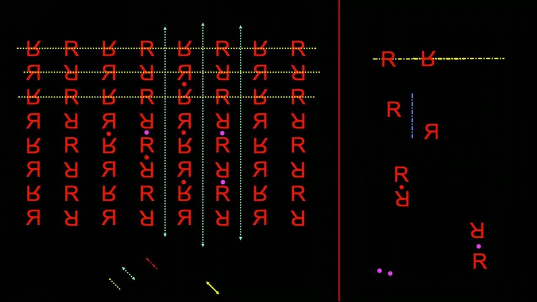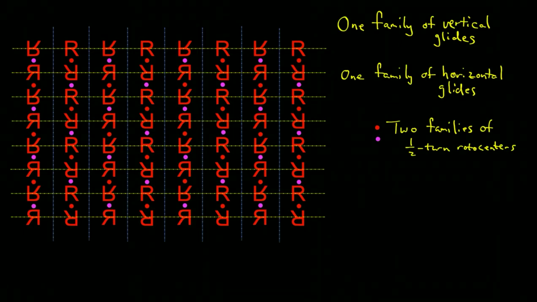We can clean this up and look at the picture this way, and you'll see that we've got one family of glides in the vertical direction, one family of glides in the horizontal direction, and two families of half-turn rotations.